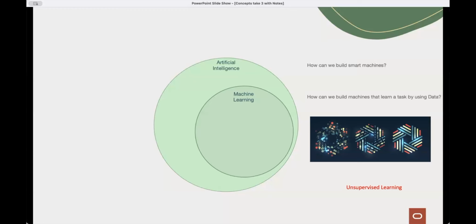Let's move to deep learning. Deep learning is a recent development that requires huge data sets and a good amount of computing power, both CPU and GPU. Our question is, how can we build machines that use multi-layer deep artificial neural networks to learn complex tasks and abstract concepts using large data sets?